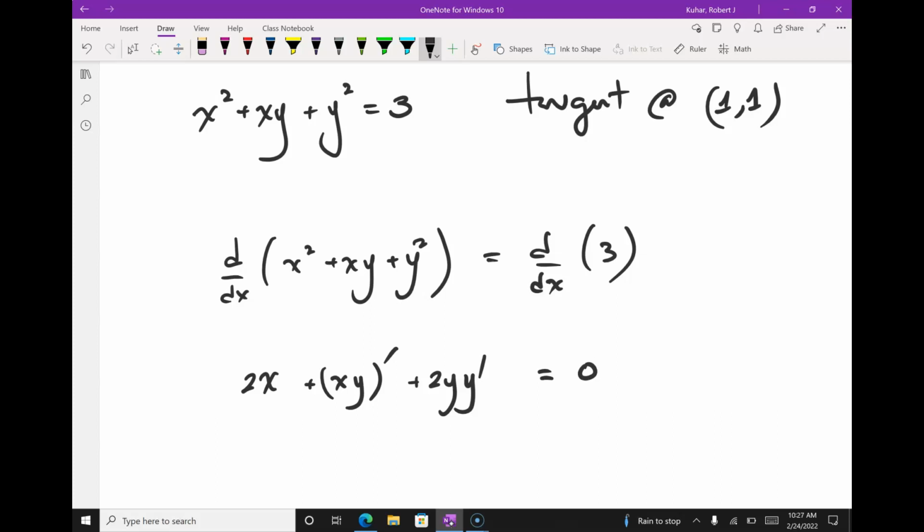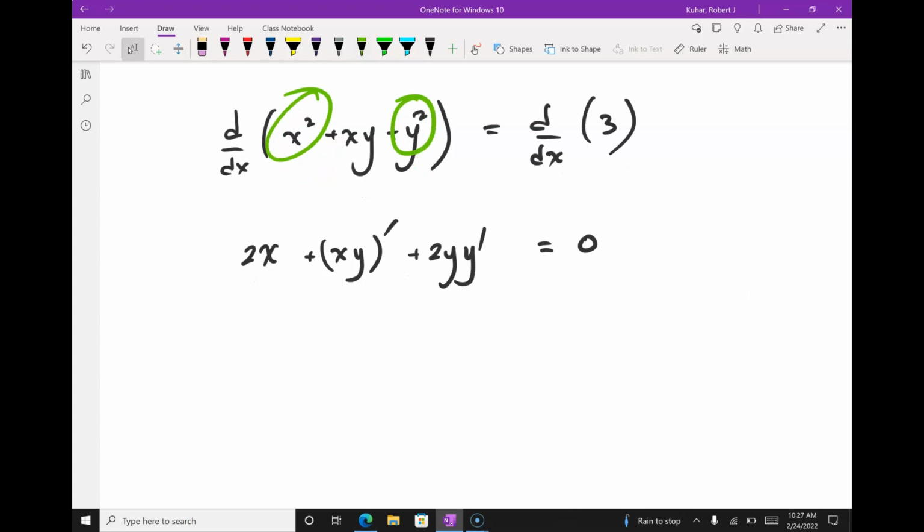Did I do the chain rule on both of those? What's the outside function here? Y squared, it's a square. So I have to do the derivative of the inside, which will give me a y prime. Did I do the chain rule here? Yes. You always do the chain rule. So the derivative of x squared is 2x, and the derivative of the inside is 1. Always, always, always do the chain rule.